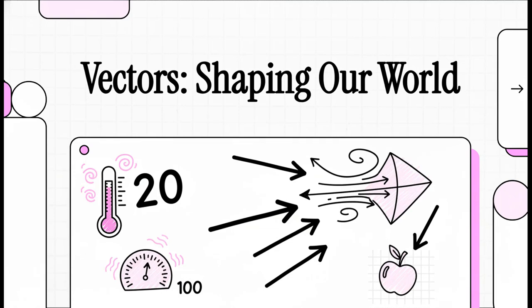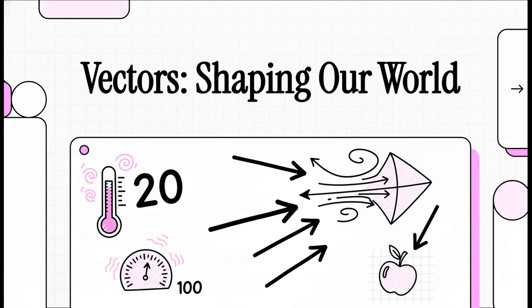Some things in our world are pretty simple, right? The temperature is 20 degrees. The pressure is 100 pascals. A single number tells you everything you need to know. But what about the push of the wind on a kite or the pull of gravity on an apple? All of a sudden, one number just isn't going to cut it.